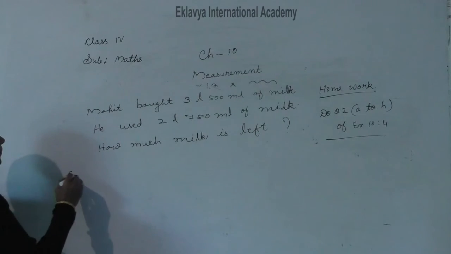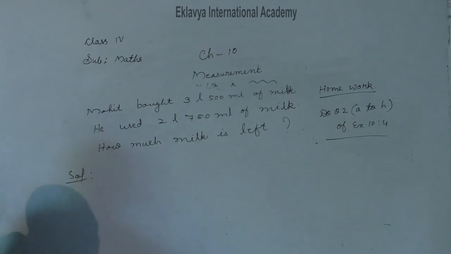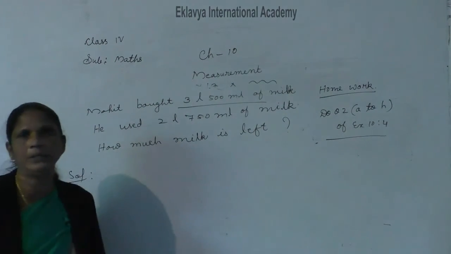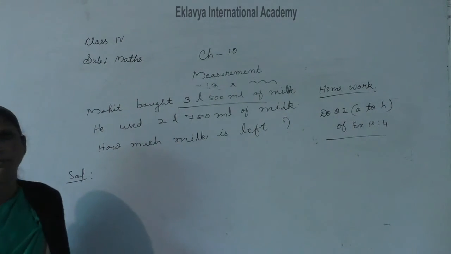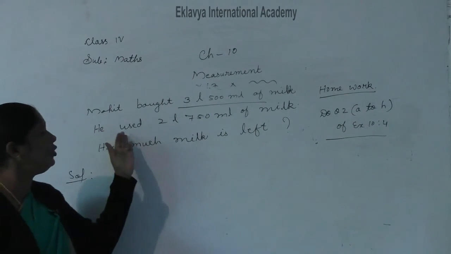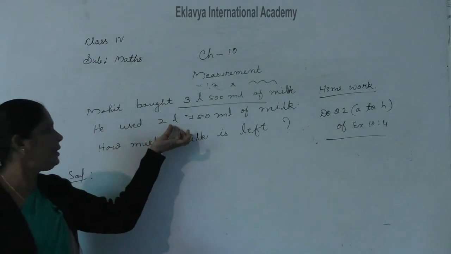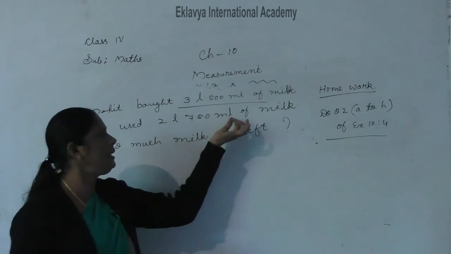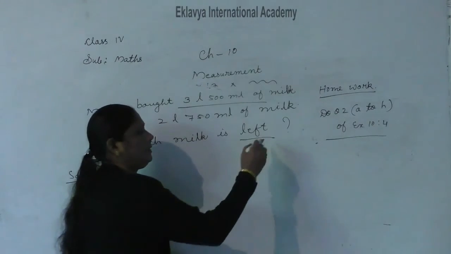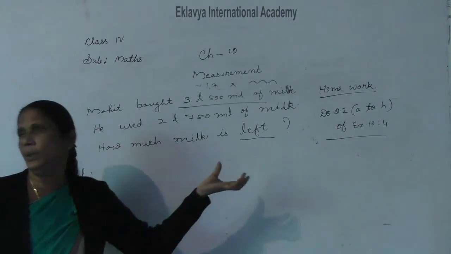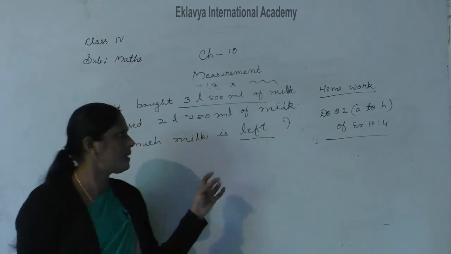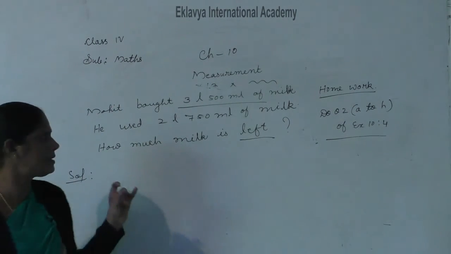Now first you understand the question. Mohit bought 3 liter 500 ml of milk. Then he used 2 liter 750 ml of milk. How much milk is left? Left come in question. Therefore, this question is subtract.